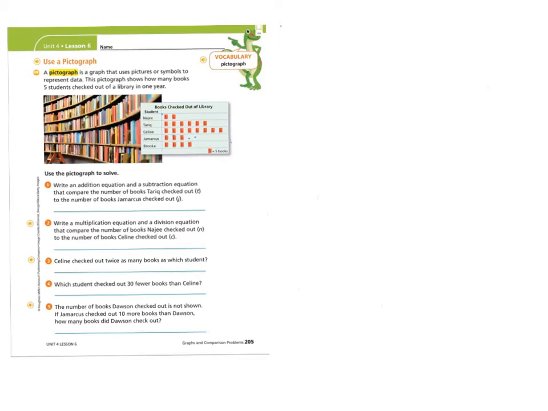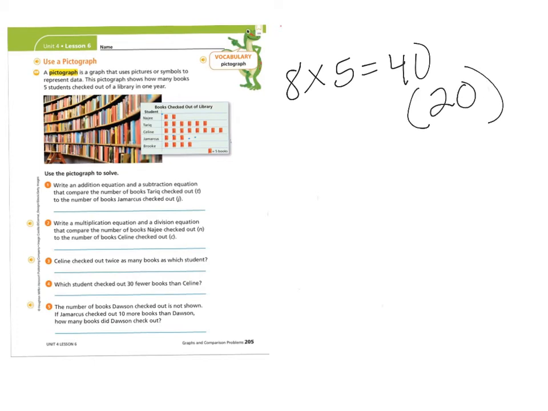All right, now, number 3. Celine checked out twice as many books as which student? So Celine checked out 1, 2, 3, 4, 5, 6, 7, 8 times 5. So she's the one that checked out 40 books. That's twice as many books as who? So what's half of this? Half of 40 is 20. So we need to find somebody who checked out 20 books.